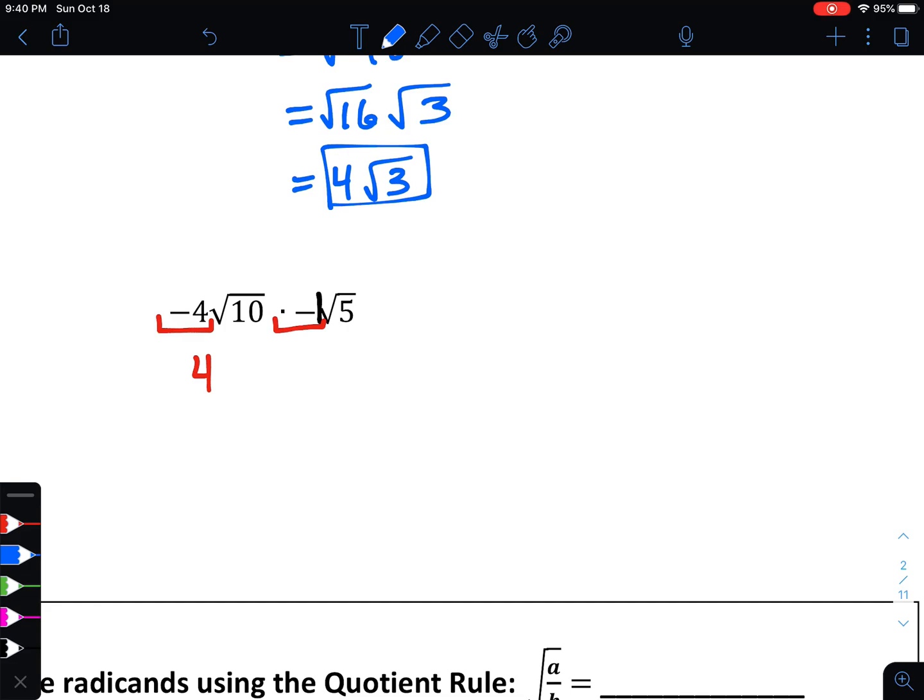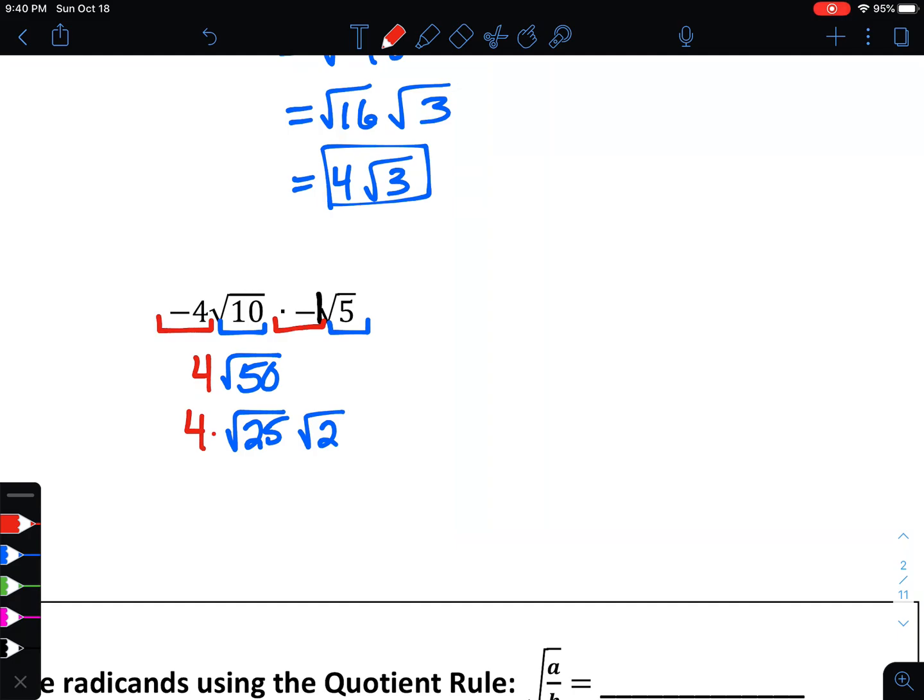And then we can multiply the square roots together. So square root of 10 multiplied with square root of 5 is going to become square root of 50. Now, square root of 50, then we'll want to simplify. The largest perfect square we can divide by is 25, because we can rewrite 50 as 25 multiplied with 2.